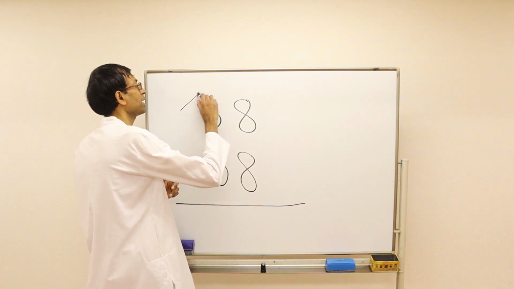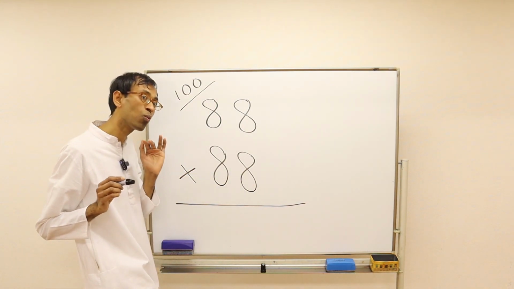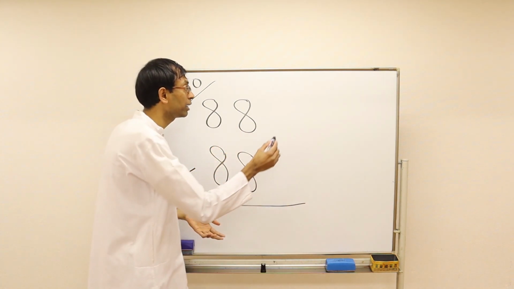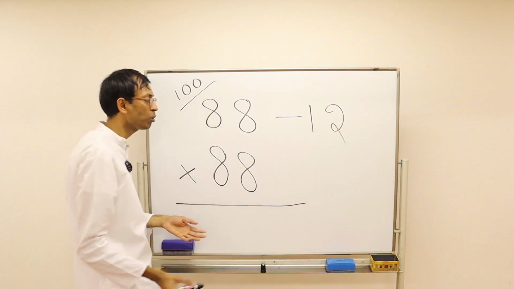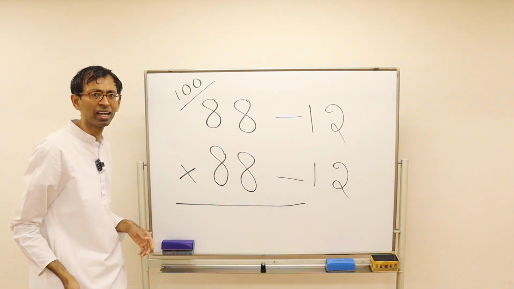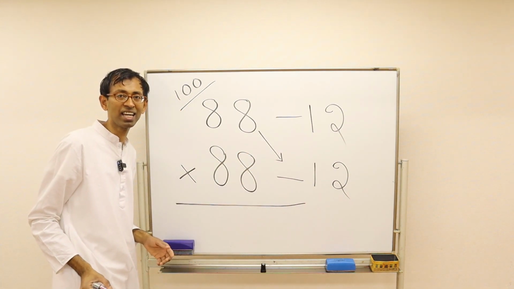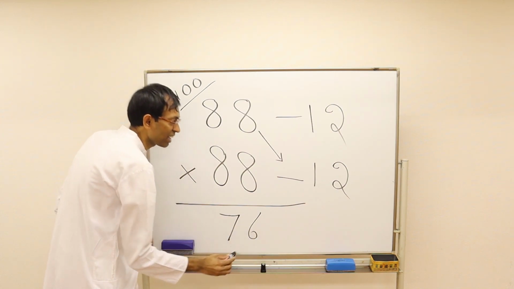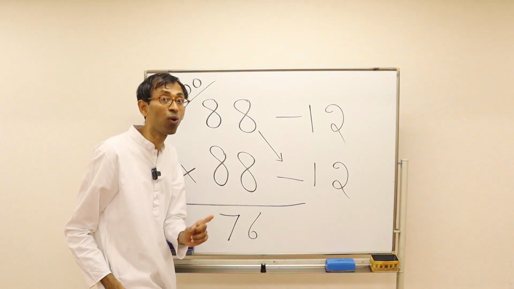Okay, the base is 100, same as before because these numbers are close to 100. How much is 88 away from 100? It's a minus 12. How much is 88 away from 100? The same. And then step 1, you do the diagonal calculation. 88 minus 12 is a 76. And then we have 12 times 12 is a 144.